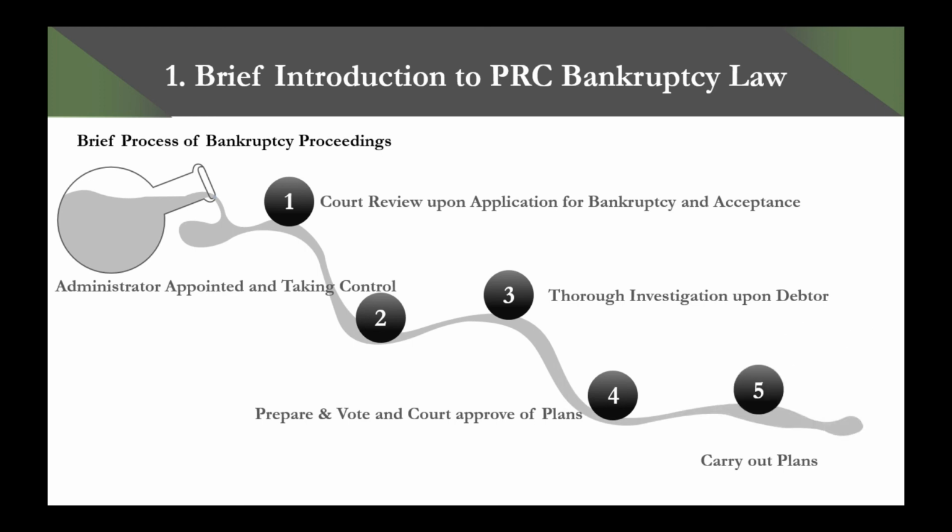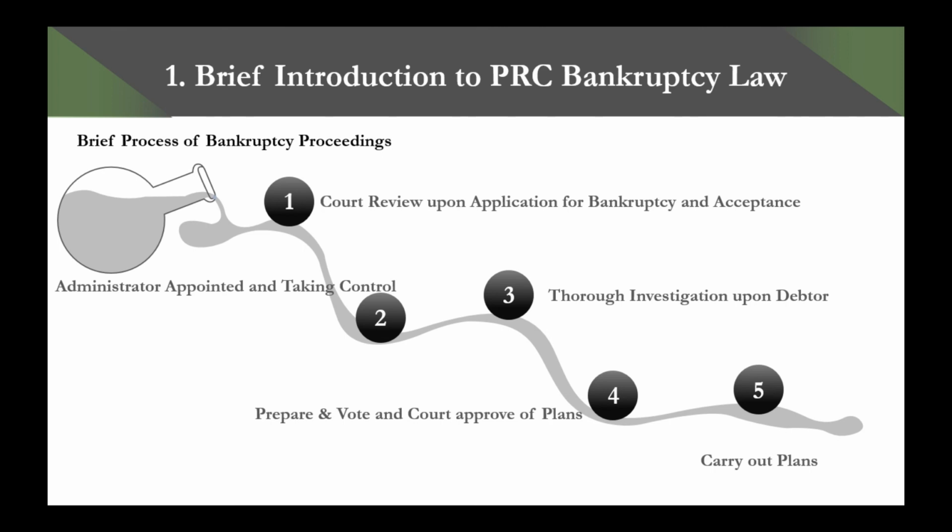Generally speaking, the basic process of bankruptcy proceedings would be like this. The court would review the application and decide whether to accept it or not. If the court accepts it, the court would appoint an administrator to take control of the debtor. The administrator would make a thorough investigation of the property of the debtor, and in the meantime, they would request the creditors to register the debts.